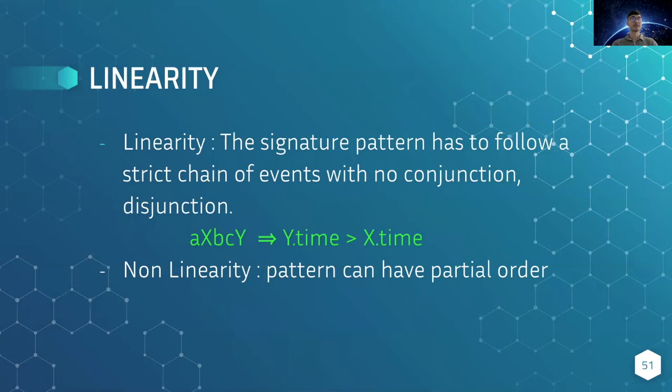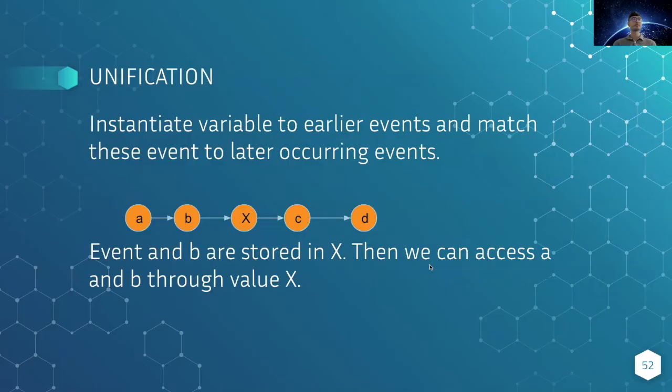For the linearity, the signature pattern has to follow a strict chain of events with no conjunction or disjunction. For example, the token Y has to strictly follow the token X. For non-linearity, the partition can have partial order. Unification is where we can instantiate the variable to earlier events and match this event to a later occurring event. For example, we can store the events A and B in the value X, then we can access A and B through the value X.